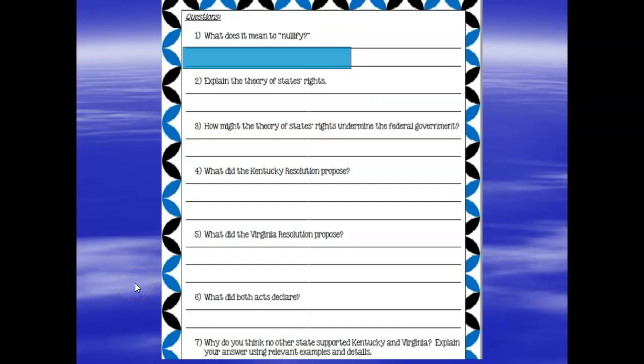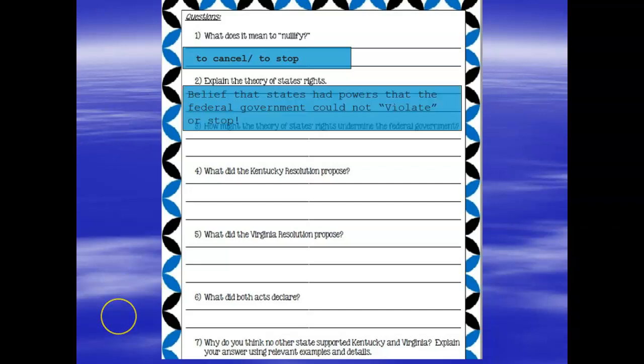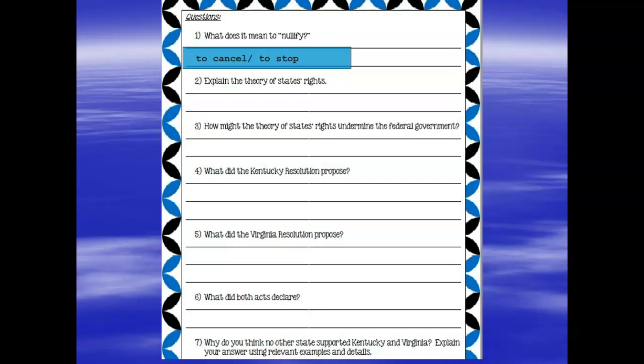And then finally, the sheet on the Kentucky and Virginia resolutions. If you read through it, it's pretty straightforward. Nullify means to stop or to cancel. And so what Jefferson and Madison do in their theory of states' rights is exactly what it says. It's the belief that states have certain rights, and so they had powers that the federal government could not violate. They could not stop them. They couldn't take them away. That was what they were proposing, because they saw the Federalist Party and the Federalist government overreaching their power and basically being tyrannical in their use of power.